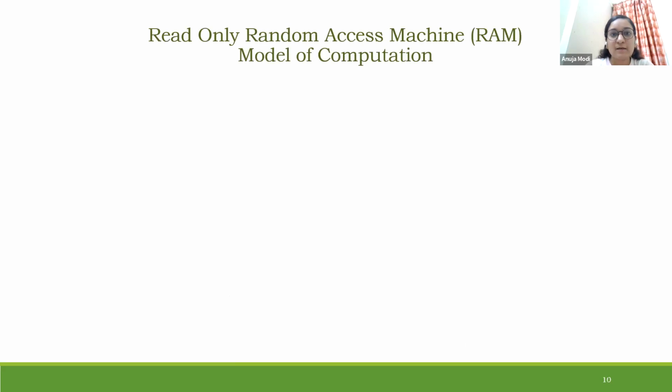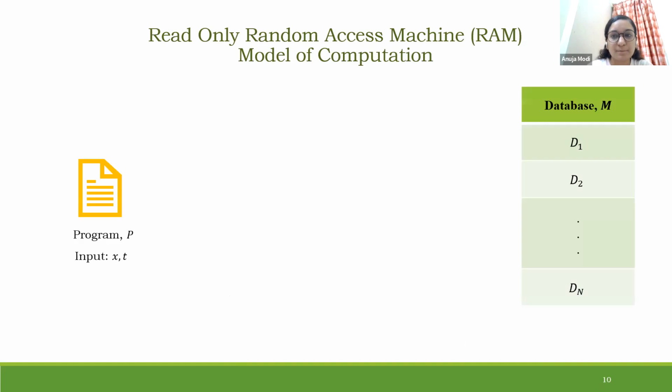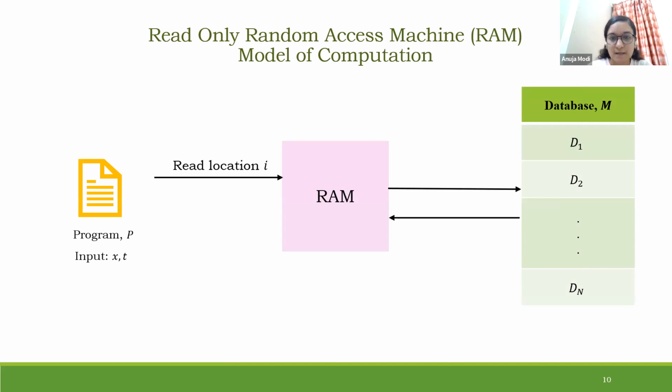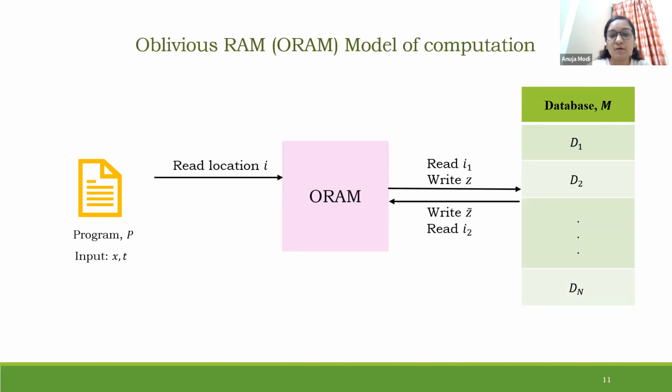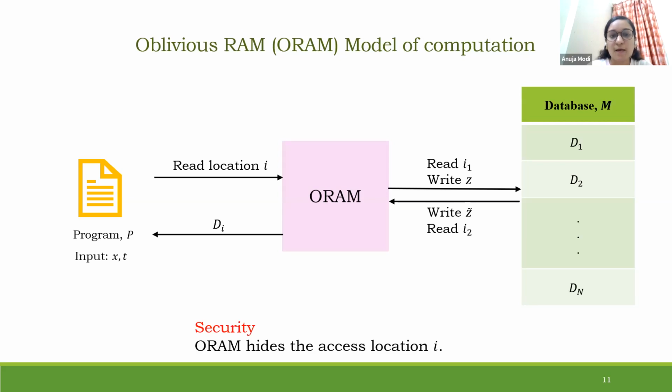So before diving in, let us see what the RAM model of computation is. There is a program P which takes as input X and T, and there is a database M. The RAM program takes as input the read location I, interacts with the database, and outputs D of I. The oblivious RAM is a compiler which takes as input the read location I, converts this read command into some read and write commands, and interacts with the database, and outputs D of I. The security says that this ORAM hides the access location I.